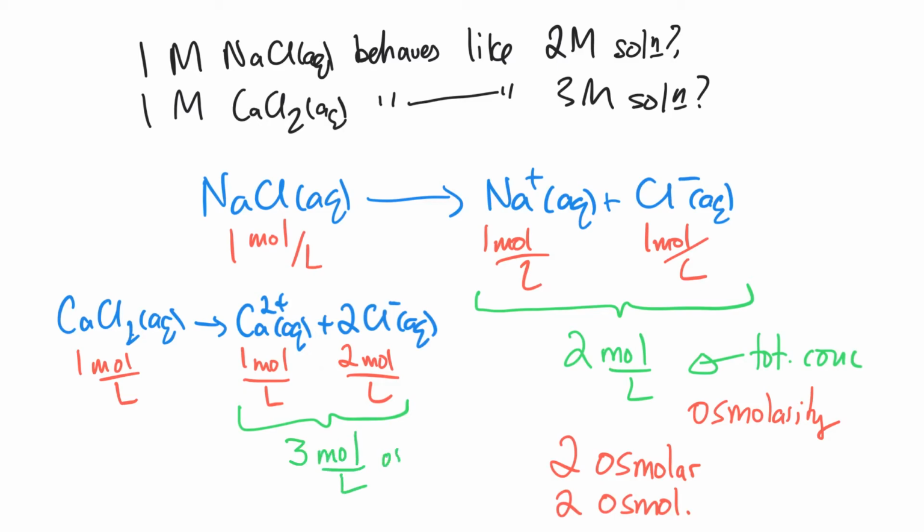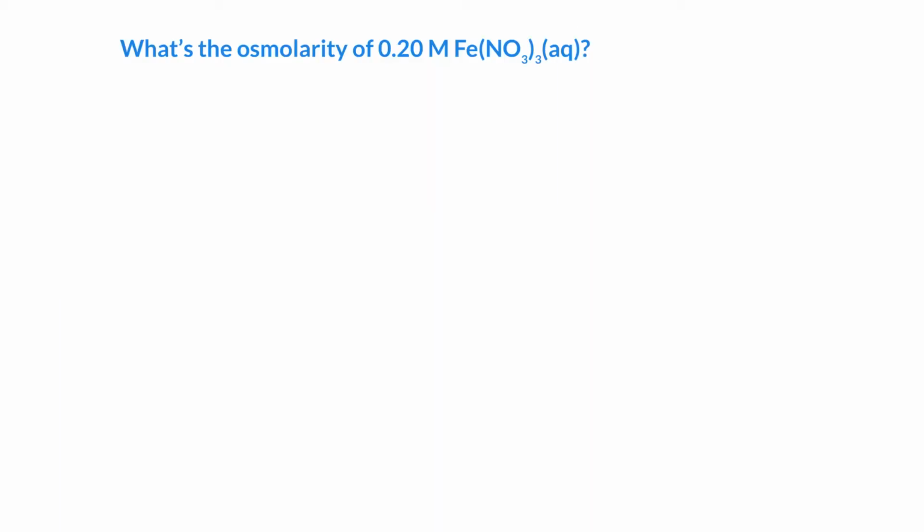And I guess we could call that 3 molar, or we could call it more properly 3 osmolar. So it behaves as if it's a 3 molar solution. So here's an interesting puzzle. What's the osmolarity, the total concentration of ions in 0.2 molar iron 3 nitrate?